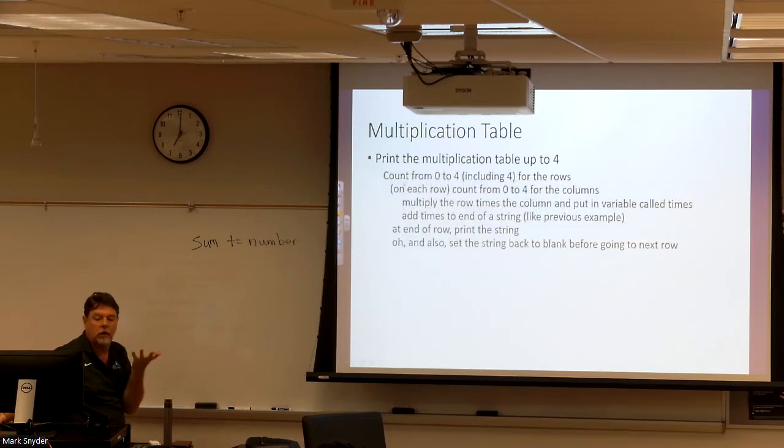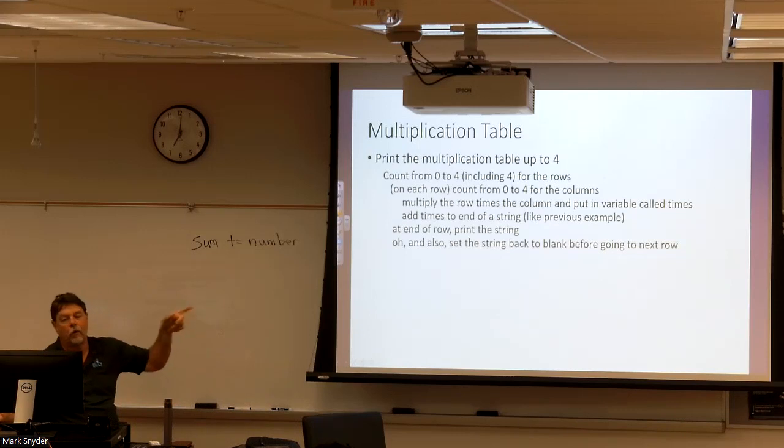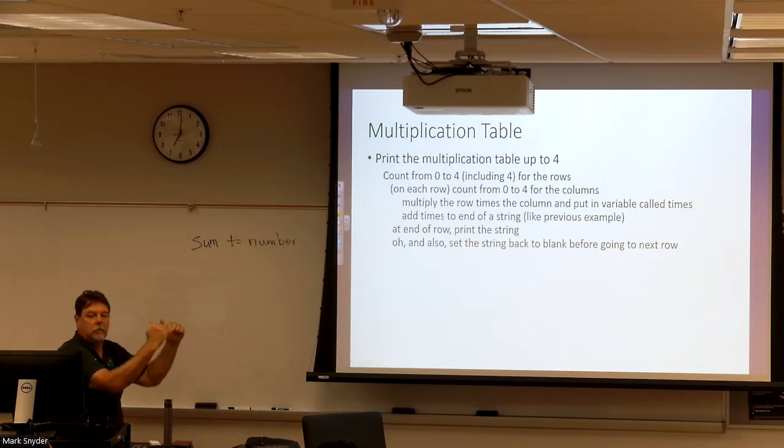So our pseudocode is going to be, we're going to count from 0 to 4, including 4. Okay, so we'll count from 0 to less than 5, whatever, for the rows. Then for each of those rows, we're going to count from 0 to 4 for the columns. Multiply the row value times the column value. Put the value inside a variable, and then add that to the end of the string. So we're going to make each row at a time.